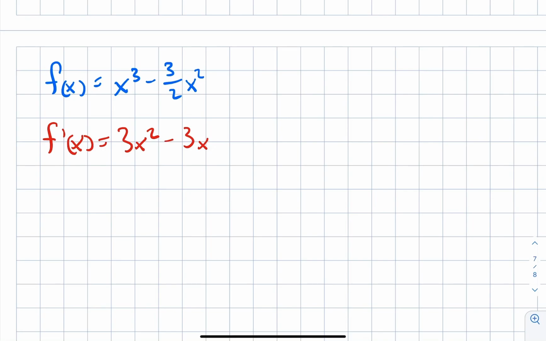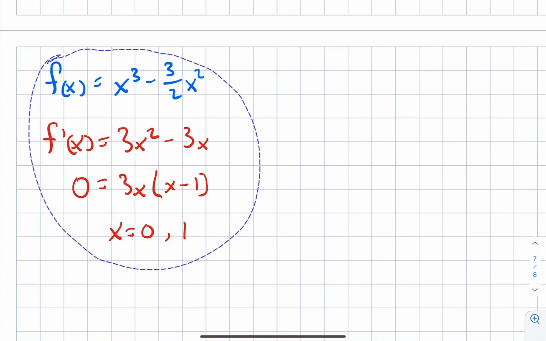We can then set the derivative equal to 0, and in this case we can do some factoring, so it's going to be 3x times x minus 1. Which means that our critical numbers here are going to be x equals 0 and 1. Okay, so at those x values, we know that the slope of the tangent line will be 0. So then stuff's going to be happening around them. Okay, so we'll move that over here.